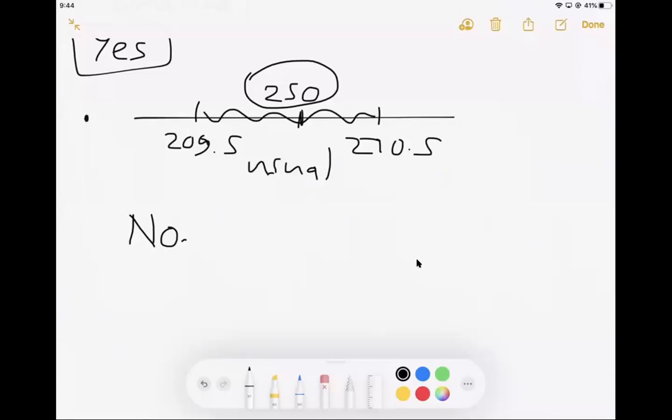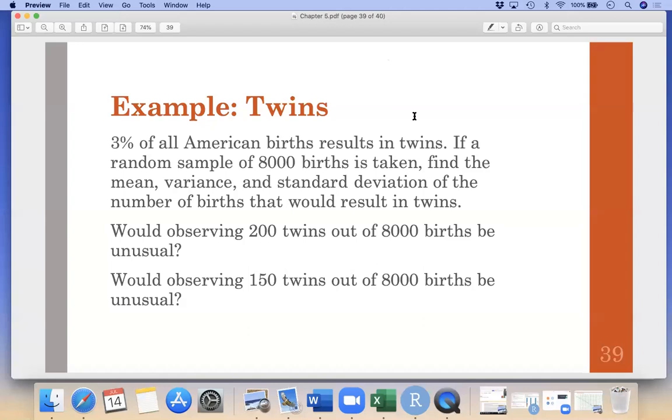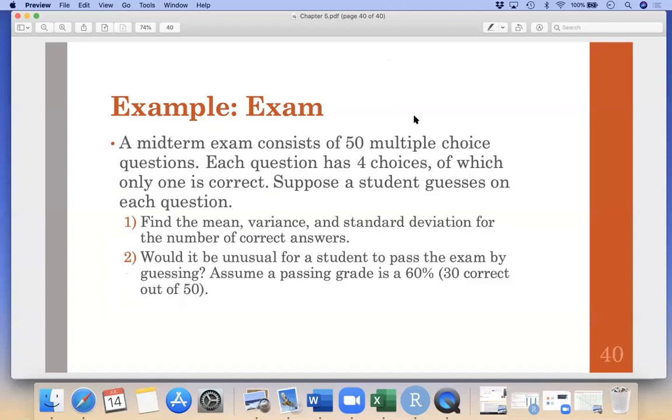So it's very easy. If you want to find usual and unusual values, then you don't need to find the exact probability. Using this range rule of thumb, you can get the idea about your observation. Is this a usual value or unusual value? Okay, this is our last slide, slide number 40.